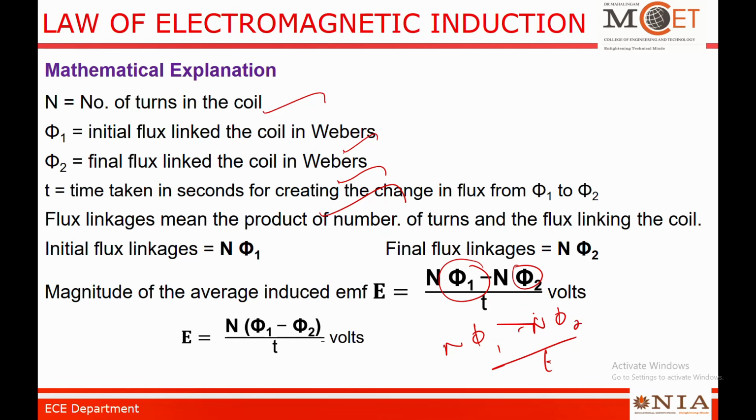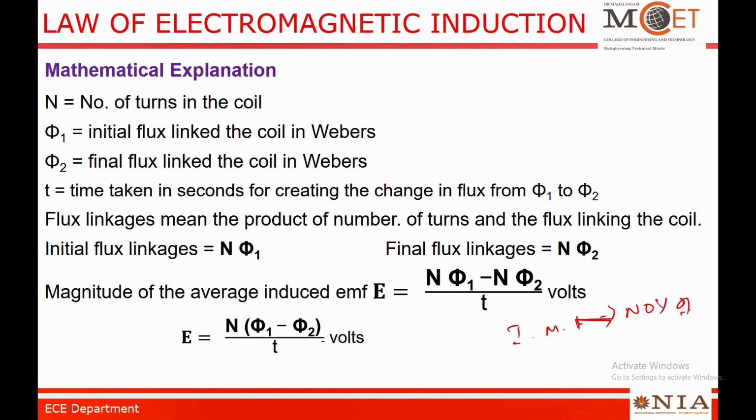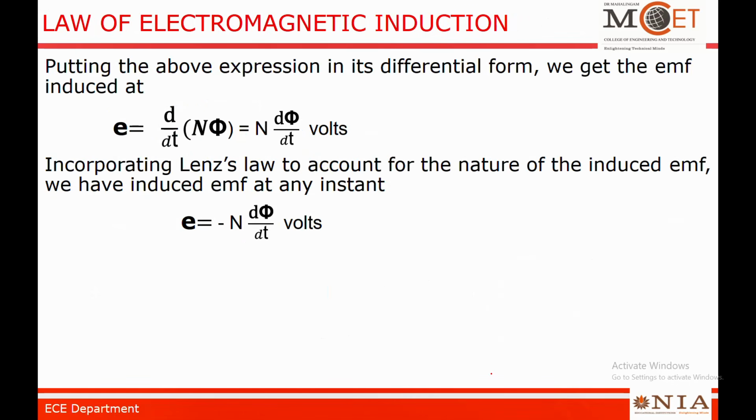Here the number of turns will be the same in the initial condition and the final condition, because we are considering the same coil, not a different coil. So E is equal to N into psi 1 minus psi 2 divided by T. The magnitude of the average induced EMF E is N into psi 1 minus psi 2 divided by T volts.